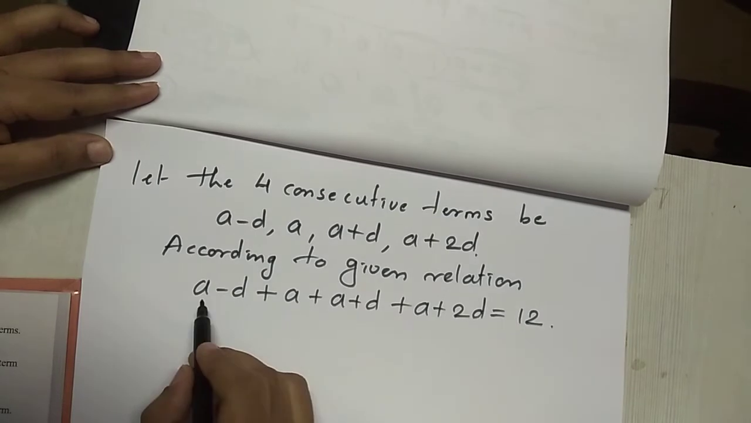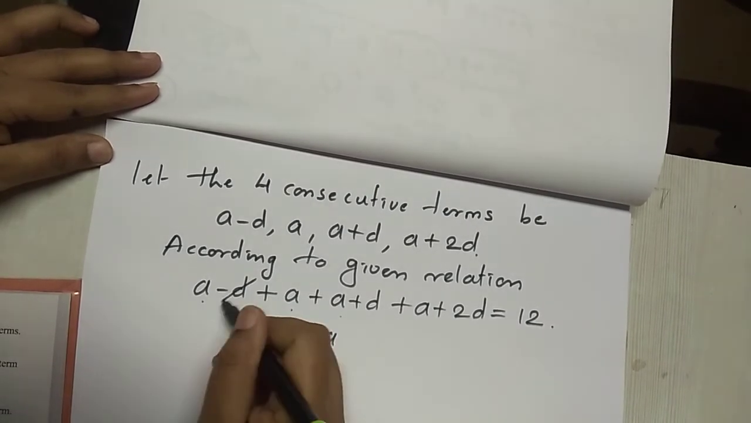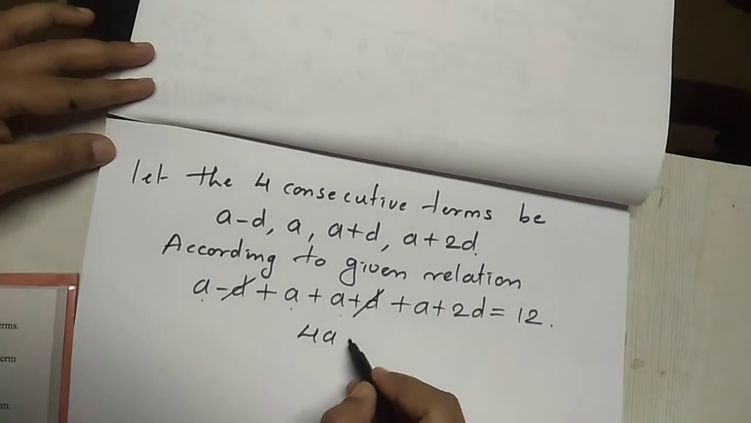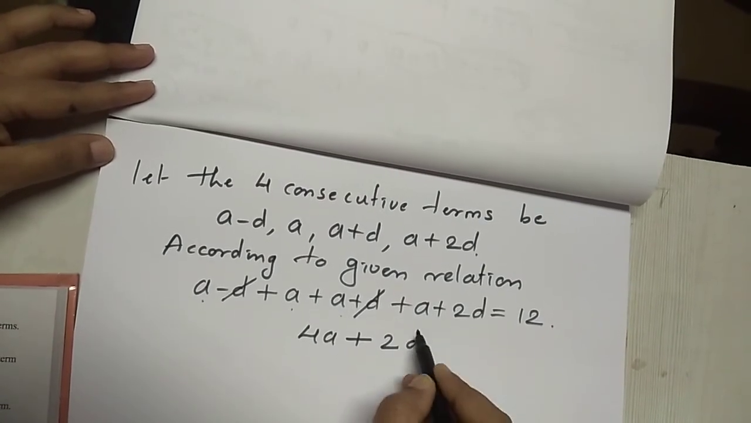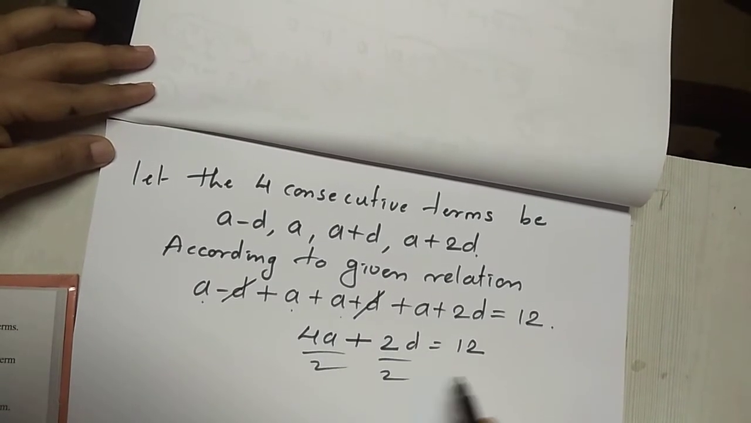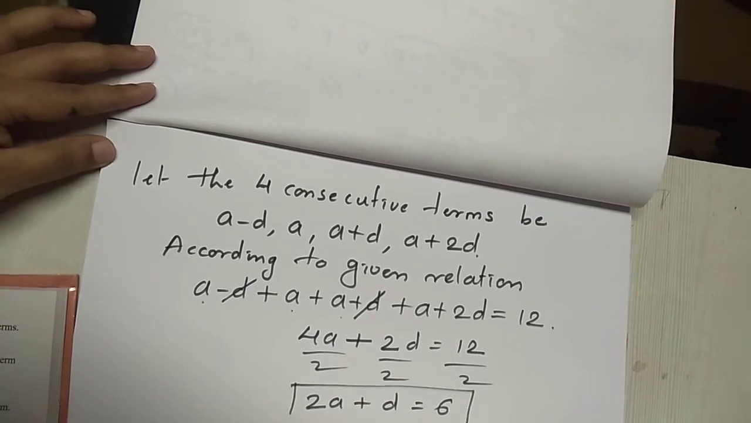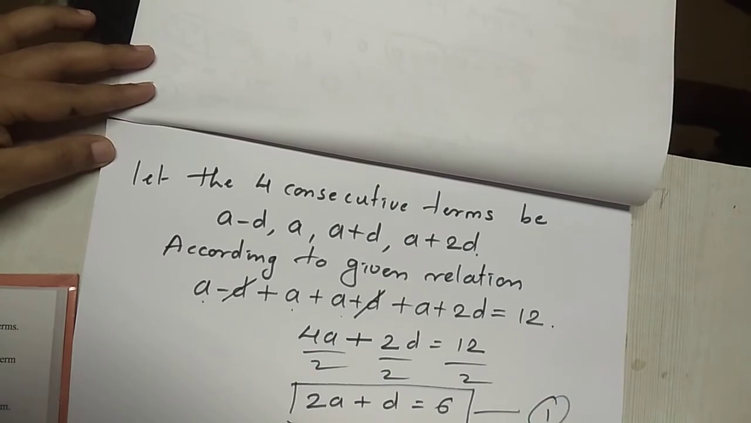So we have 4 a's over here. 4 a's, minus d plus d cancel, plus 2d equal to 12. So we divide by 2, 2a plus d is equal to 6. This will be equation number 1.